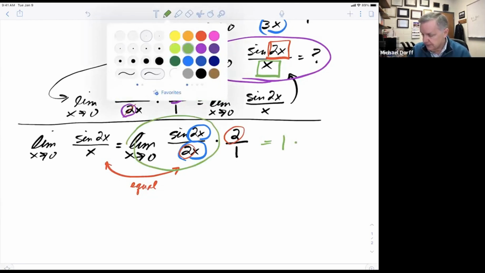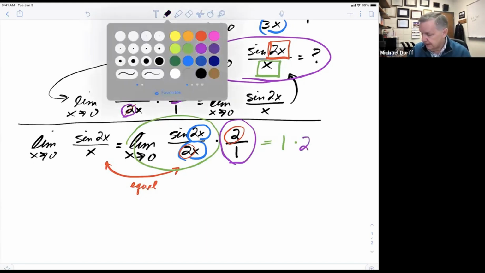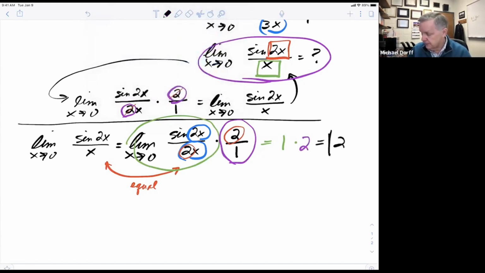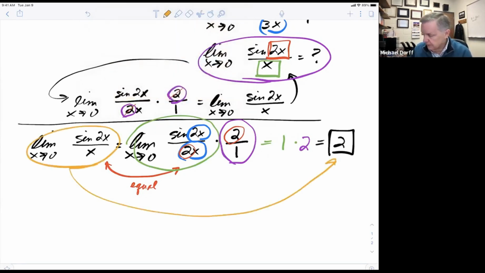And for the last part, purple here, what's that limit as x goes to infinity? There's no x's in that purple part. So the answer is just 2 over 1, which is 2. And so when I simplify that, I end up with the answer 2. So the original problem, that limit as x goes to infinity, to orange here, this limit equals 2.